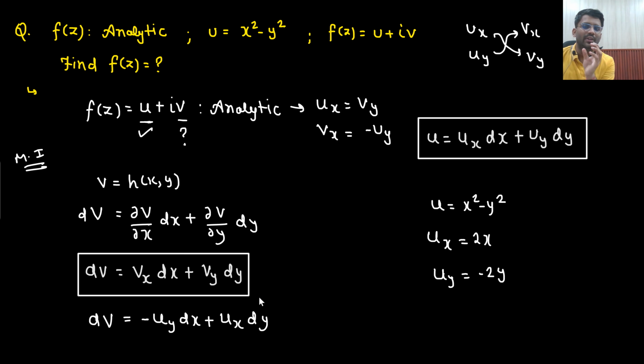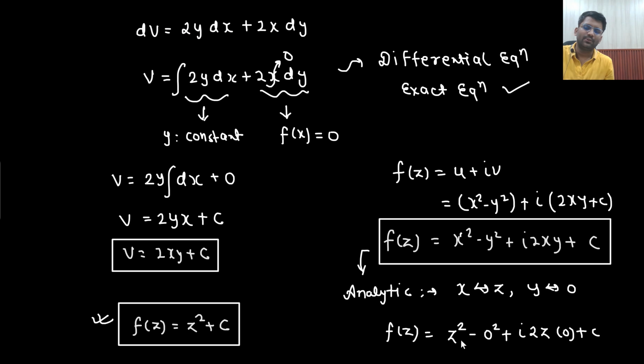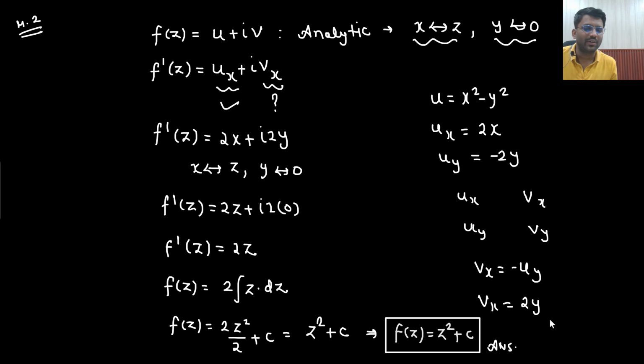What they would do, they will give you the expression of u, and say f of z is analytic, then they will ask the expression of v, or they can ask f of z. These two methods I have taught you. Whichever method you want to use, you can use it. Method 2 is a bit easier, so you can prefer this method.